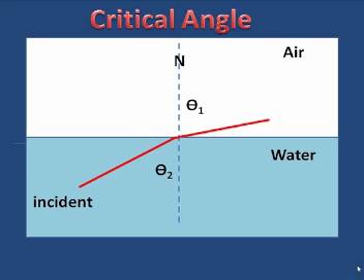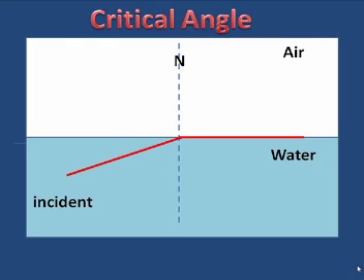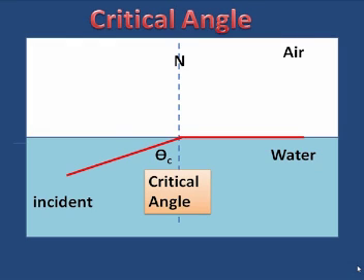There's a critical angle such that when light travels from the water to the air or water to another medium, it'll go right along the edge, and the angle of refraction would be 90 degrees. That's called the critical angle. And in this case, theta 1 would be 90 degrees.